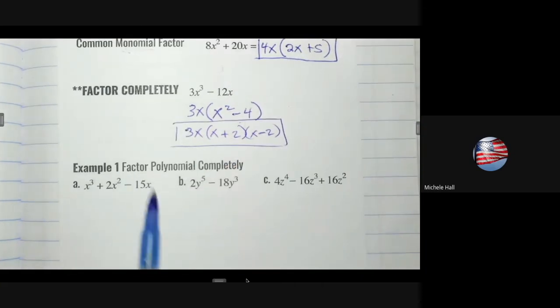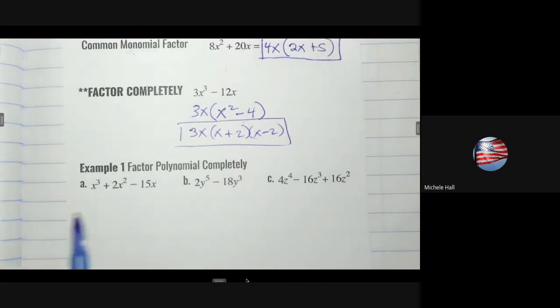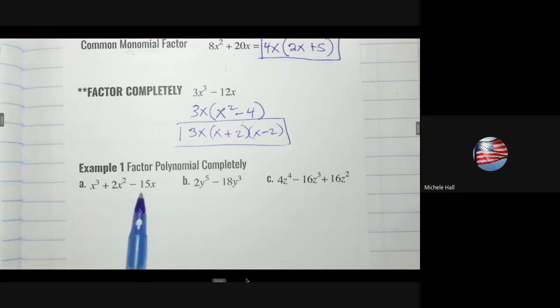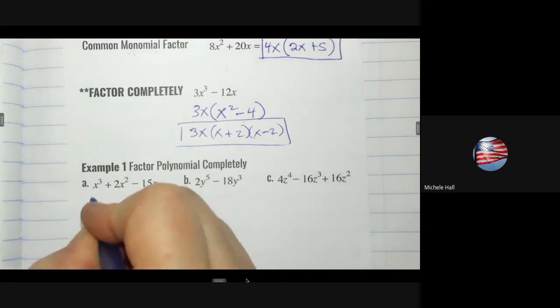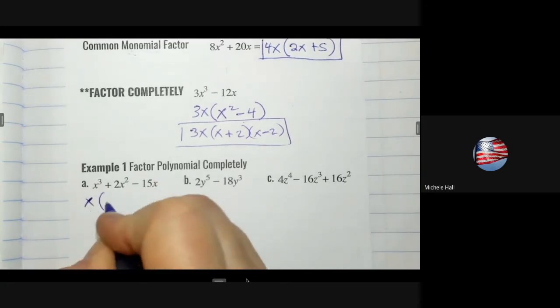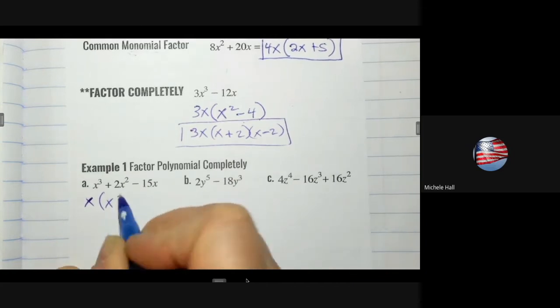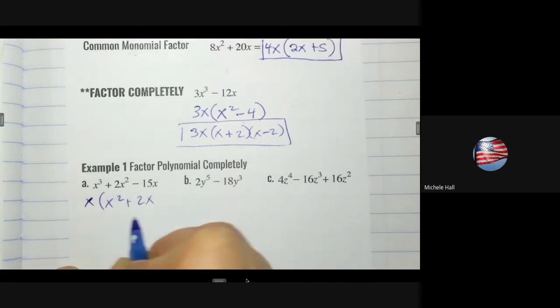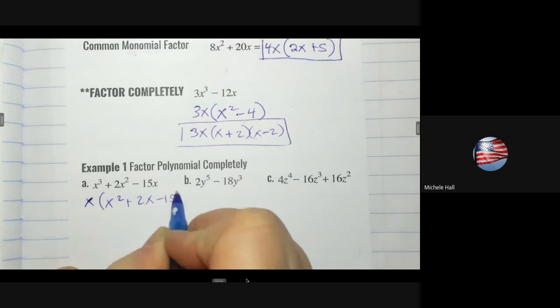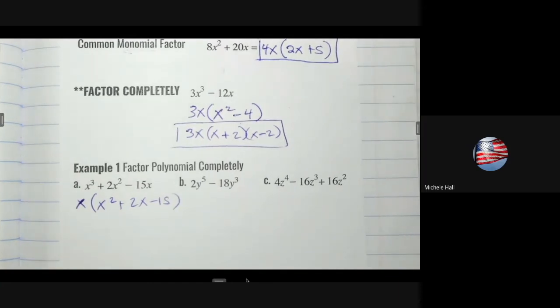Example 1, factor polynomial completely. All right. I'm looking at this and I can see that it's a degree 3 and they all have an x in common. I'm going to factor out the x. X cubed divided by x is x squared plus 2x minus 15. I took an x out from each one of them.